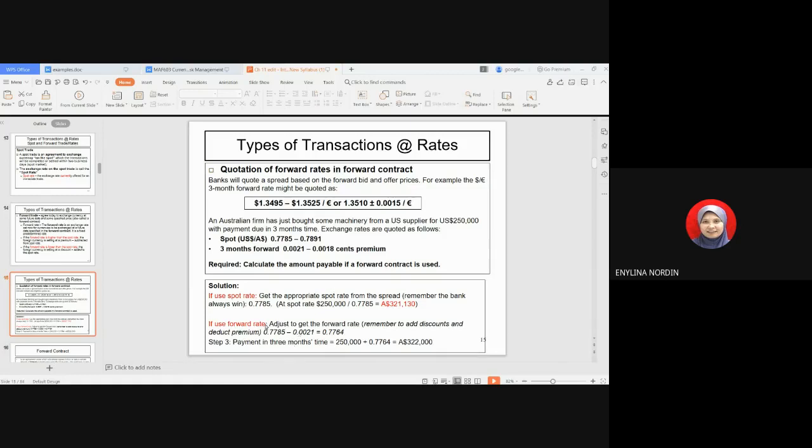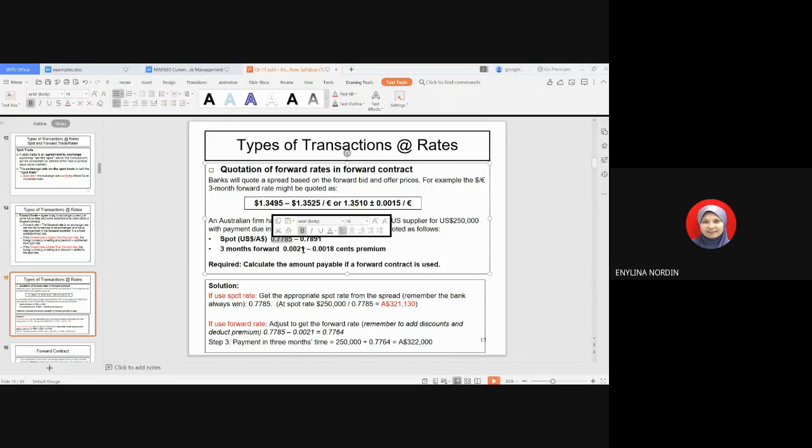We knew already that if you are using the spot rate, we are using the low rate and the bank will sell at low. So we will straight away use the lower rate, and the premium must be minus from the spot rate. So the lower spot rate here will be minus the premium. That's the rule: premium must be minus, discount must be added. You minus 0.0021, so the lower rate here becomes 0.7764, which is lower than the current one.